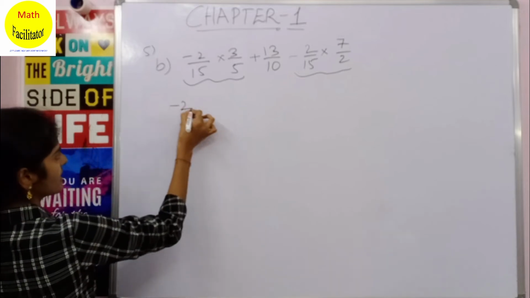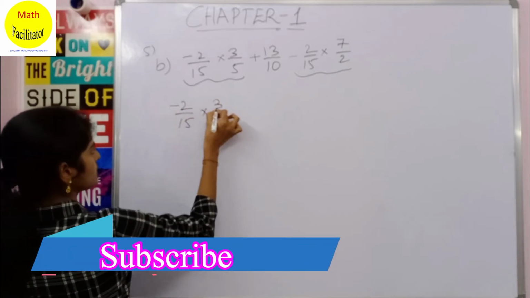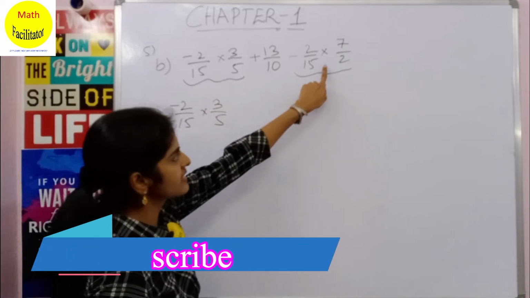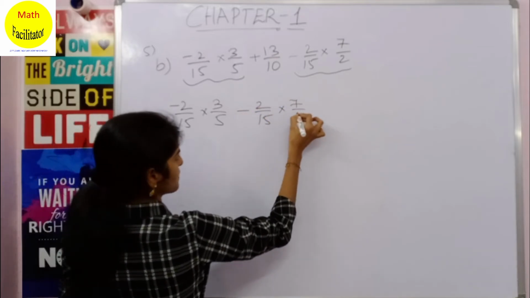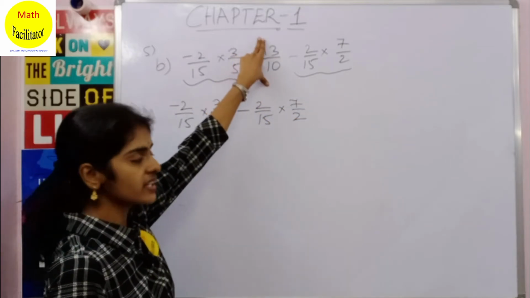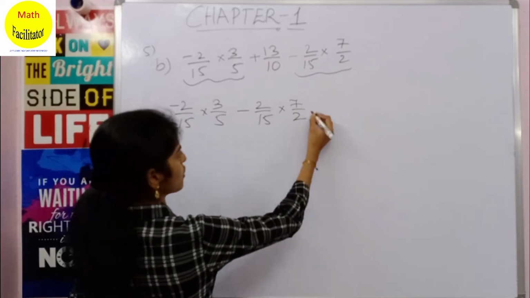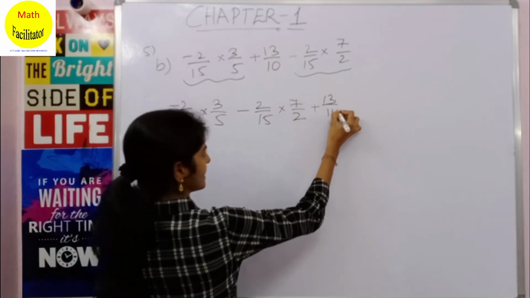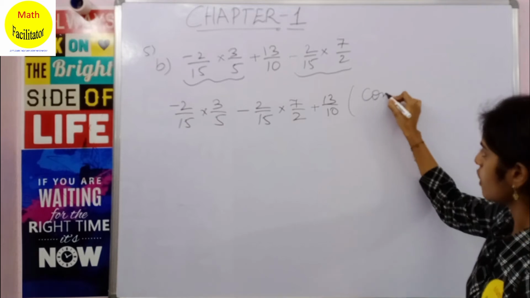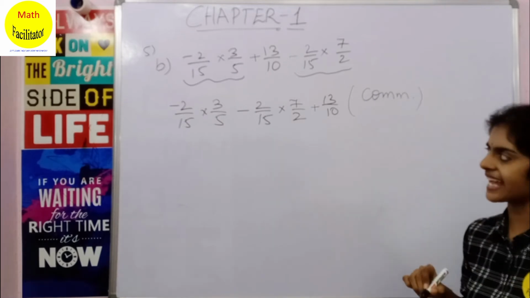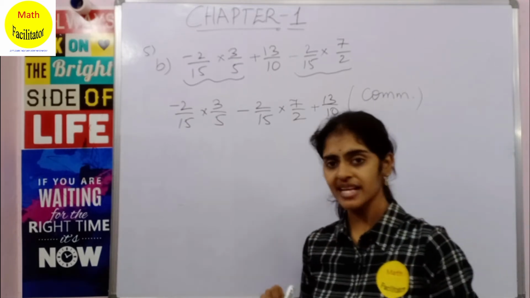So minus 2 by 15 into 3 by 5. Now bringing this term here, it is minus 2 by 15 into 7 by 2, and this term I will write at the last, so plus 13 by 10. Which property did I use? It is nothing but the commutative property, which is A plus B is equal to B plus A.